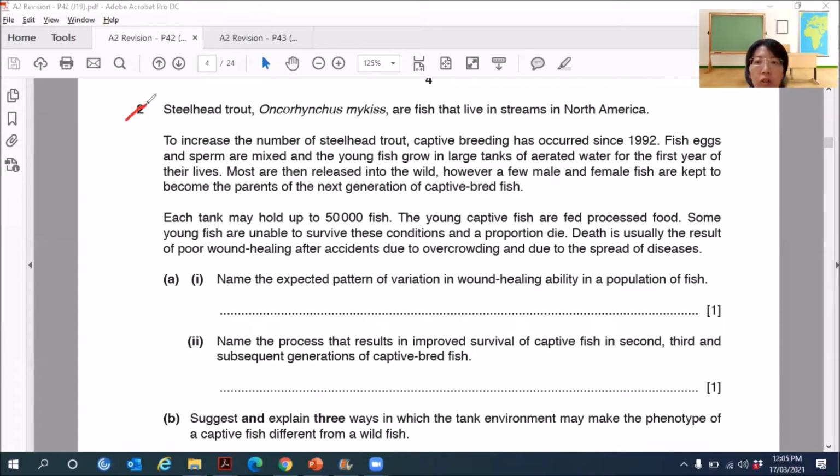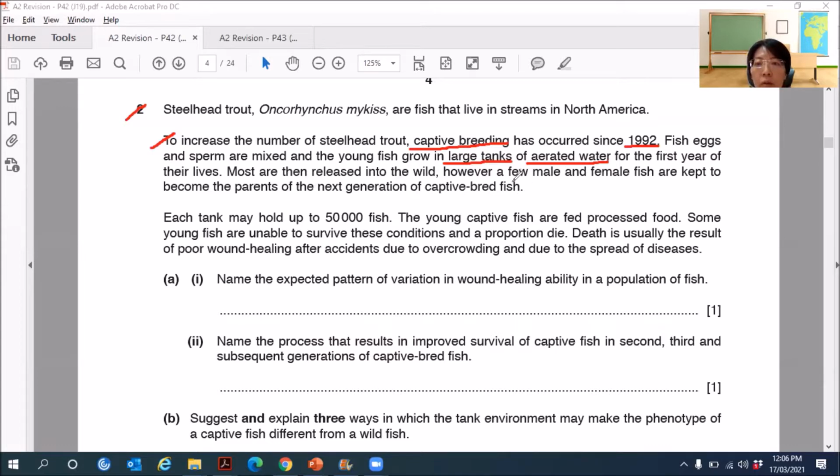Steelhead trout, a fish that lives in the streams in North America. In order to increase the number of steelhead trout, captive breeding has occurred since the year 1992. The fish eggs and sperm are mixed and the young fish grow in large tanks, and these tanks are aerated water. Aerated means you pump air into the water to oxygenate the water to provide more oxygen to the fish. For the first year of their lives, they grow in the large tanks, which is aerated. Most are then released to the wild.